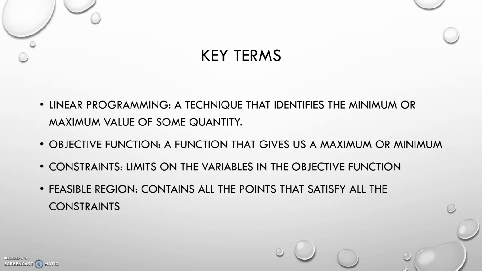So if you think about it, when we're talking about putting this into real world perspective, if we're talking about pizzas, for example, and based on how many hours, I can't make a negative number of pizzas. I can't work a negative number of hours. So there are constraints. In that case, we would need to look only at positive numbers. And usually with linear programming, it's going to involve only the positive numbers. And then the feasible region contains all the points that satisfy all the constraints.